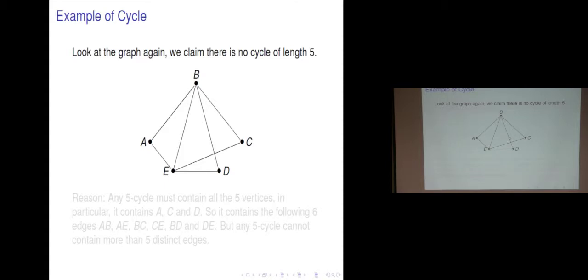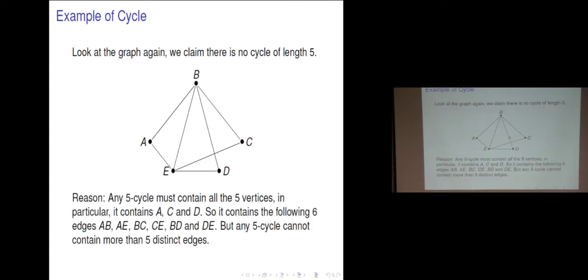The same picture. Okay. I want to convince you there's no cycle of length 5. Sometimes we just say it for 5-cycles. So you cannot find in this graph a cycle of length 5. Well, it's very easy, right?